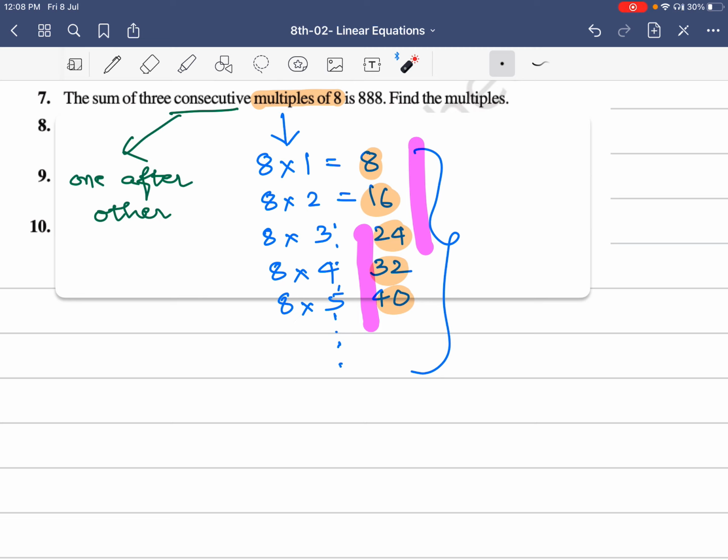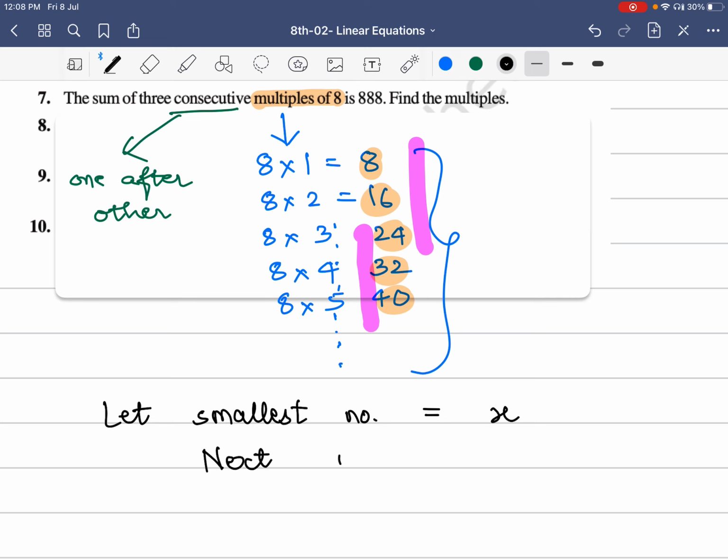Once again we are going to use this concept that we have understood, what multiples of 8 are, and we are going to say, let the smallest number be equal to x. So what is going to be the next number? The next number is going to be x plus 8, because they are multiples of 8, that's why it will be x plus 8.